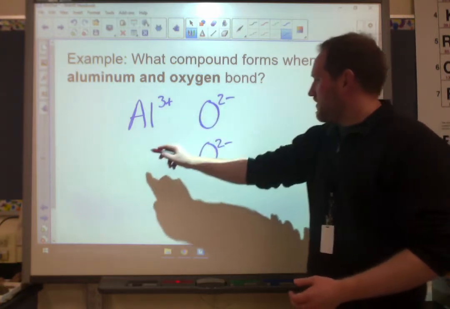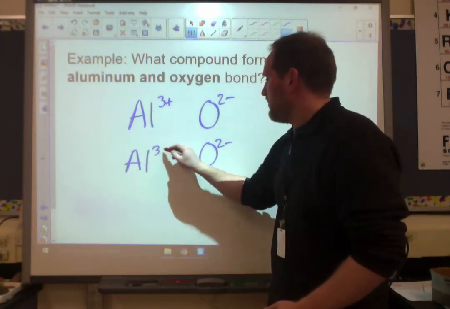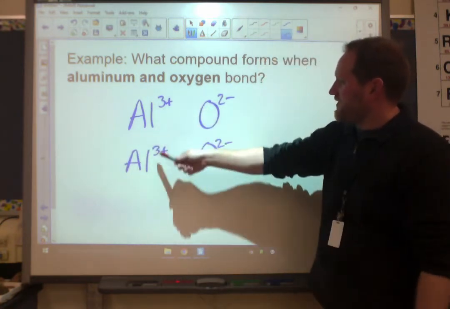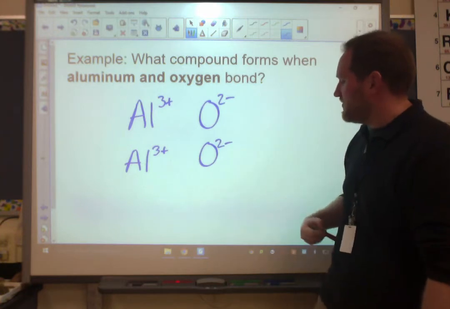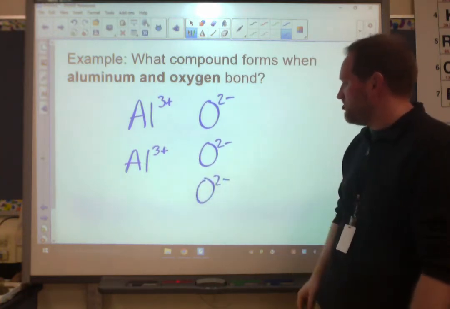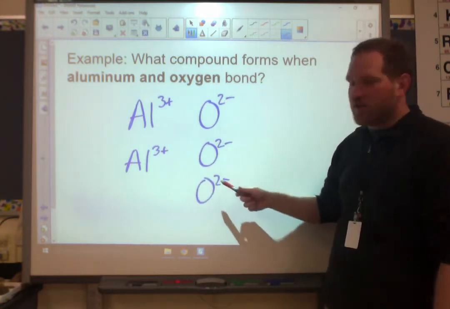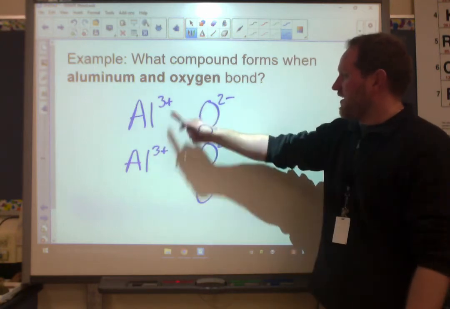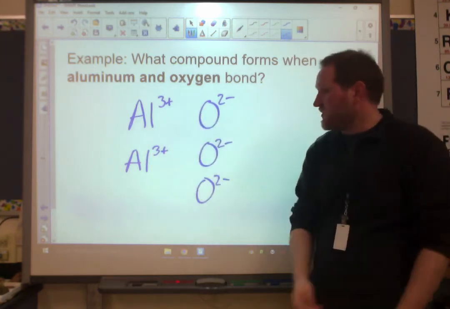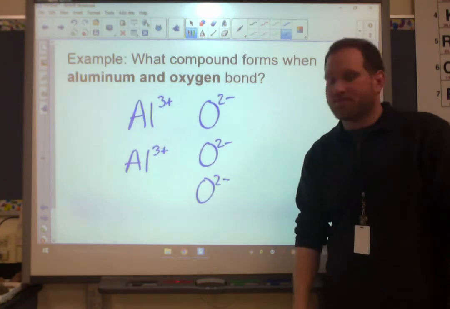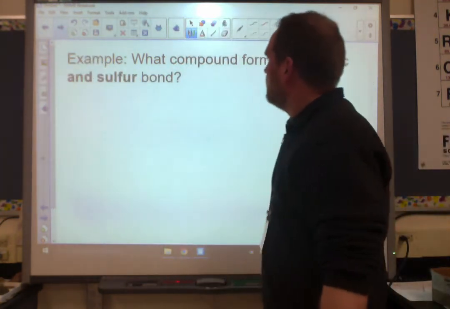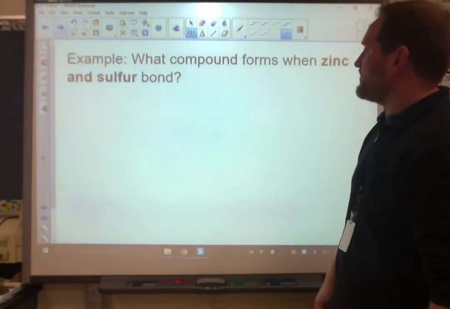Let me add another aluminum. Okay, so that didn't help. But now I have 6 positives and 4 negatives. Notice if I had a third oxygen, I have 2, 4, 6 negative and 3, 6 positive. I now have 6 and 6. It balances, hence Al2O3.